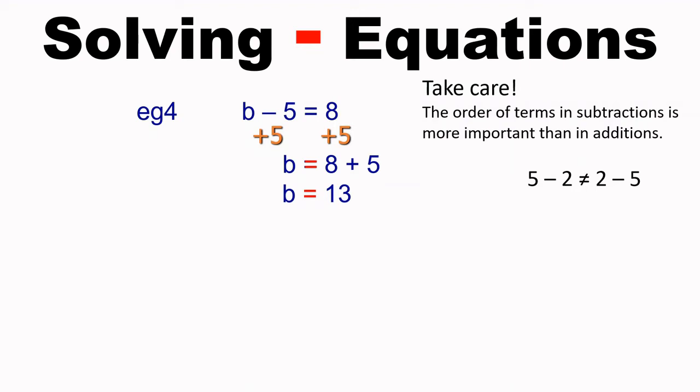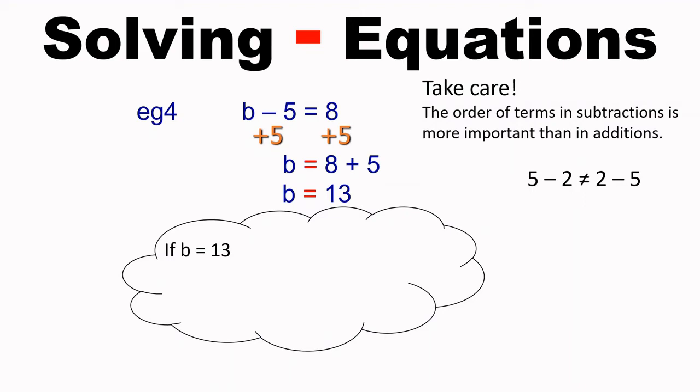But of course, we always check. Whether you write it down or not, you should always at least go through this mental check. If b is equal to 13, does that mean that 13 minus 5 equals 8? Well, 13 minus 5 does equal 8, so yes, it's true. b must be equal to 13. We do have the correct solution.